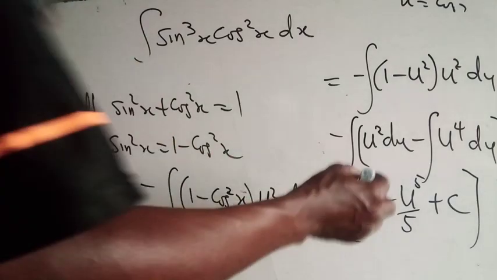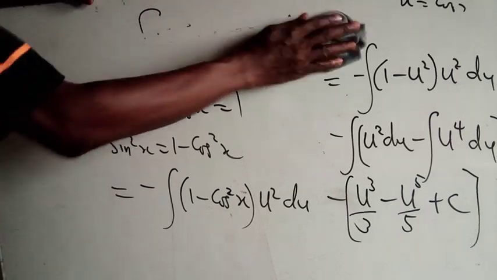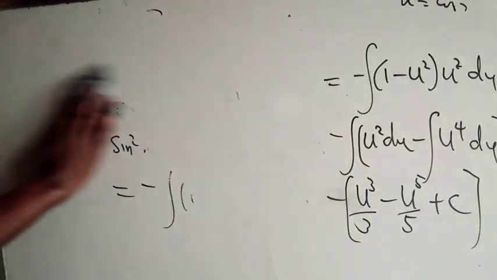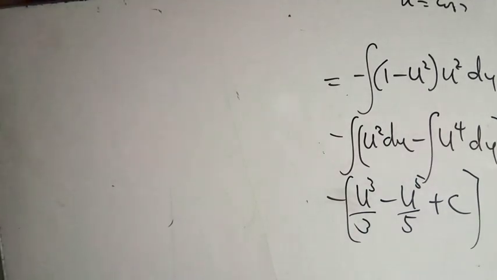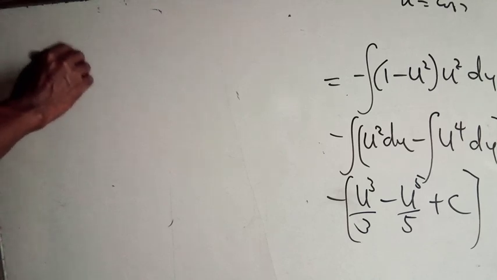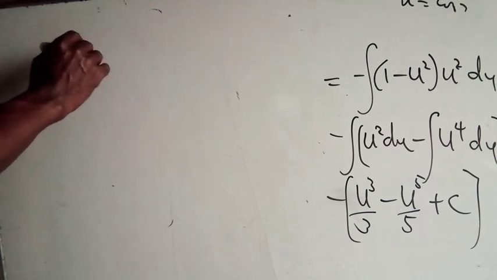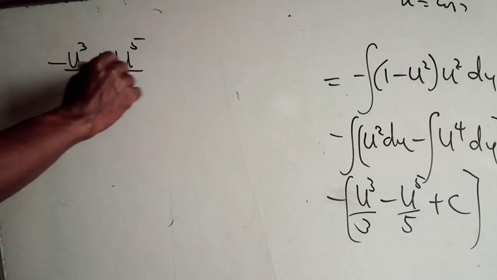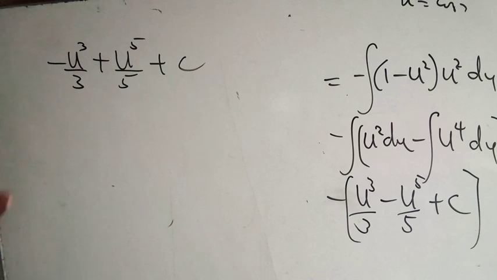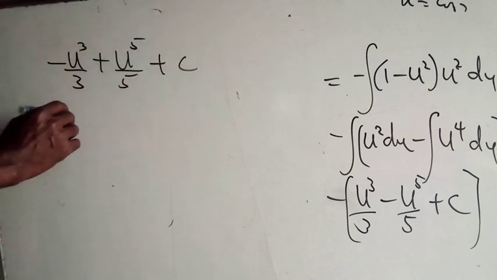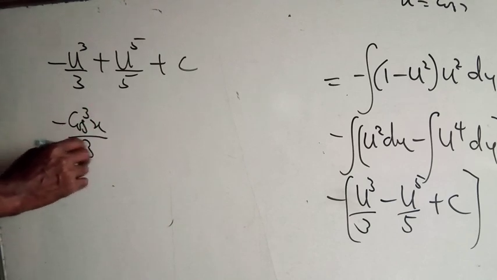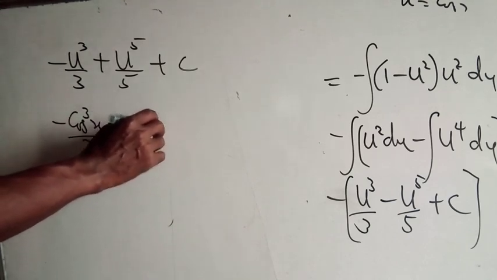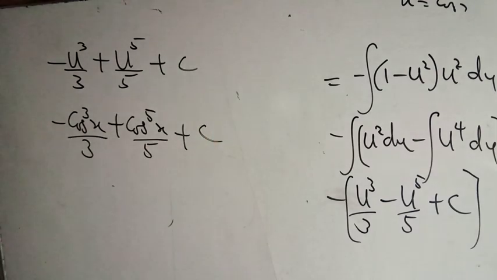Okay. Now, which invariably will mean that, which is minus u raised to power 3 all over 3 plus u raised to power 5 all over 5 plus c. And what is our u? If you go back to that substitution, minus what? Cos cube x all over 3 plus cos raised to power 5 x all over 5 plus c. So with this, we have solved the problem. So this is as simple as that. That is integration by substitution.